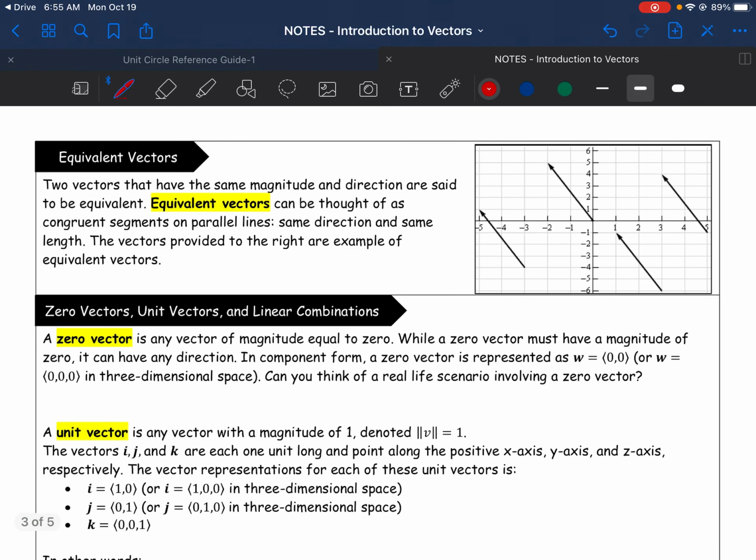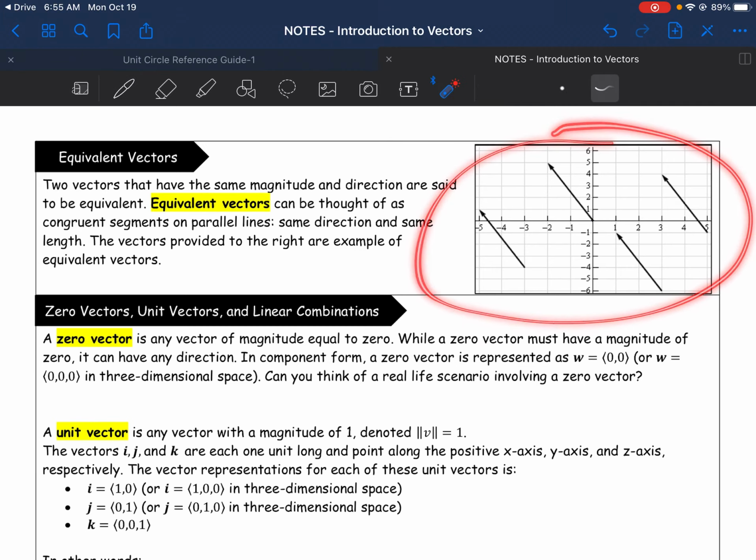So now let's talk about equivalent vectors. Two vectors that have the same magnitude and direction are said to be equivalent. Equivalent vectors can essentially be thought of as congruent segments on parallel lines, same direction and length. And here are some examples to the right. Each of these examples to the right over here on this coordinate plane can be thought of as equivalent vectors. Again, notice they have the same magnitude or the same length, and they're running in the same direction.